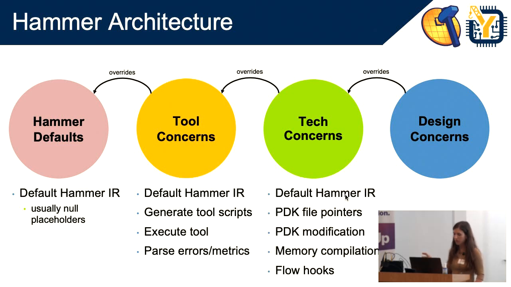And then the technology plugin overrides the tool and the Hammer defaults. So now the technology can also have its own configs, things like the path to the PDK, but it can also override tool or default IR. Another useful thing about the tech plugin is it can modify your PDK. So say there was a bug in the PDK files, it can take it, hack it, cache it, and that way you have a programmatic way of modifying these files so that the next person using that PDK doesn't run into the same issues. I will mention this is where memory compilation happens, so SRAMs as well, and the tech plugin can also inject hooks. So whereas the tool sets the steps, if it's place and route, it has a series of steps, the technology can inject hooks and customize that.